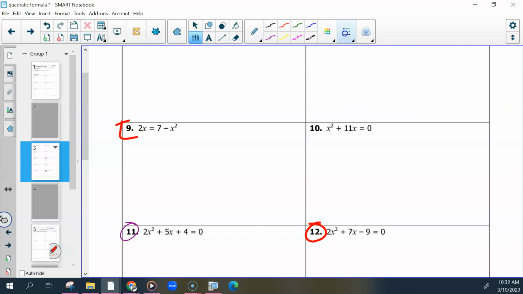So for number 9, first, this is not in standard form, it's not equal to 0. So you have two choices. Either move these two terms to the left or move this term to the right. It doesn't matter. I'm going to move 2x over just because it would be less work to move 1 over than 2. And then rearrange this so it's ax squared plus bx plus c. So negative x squared minus 2x plus 7.